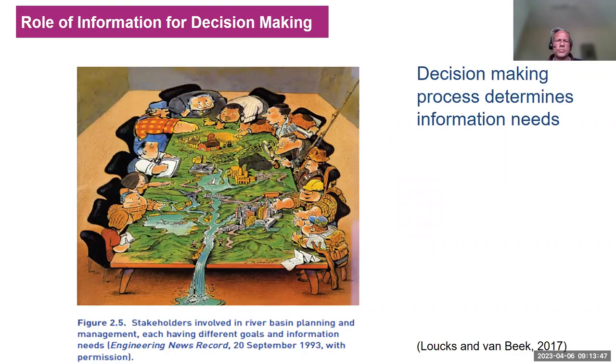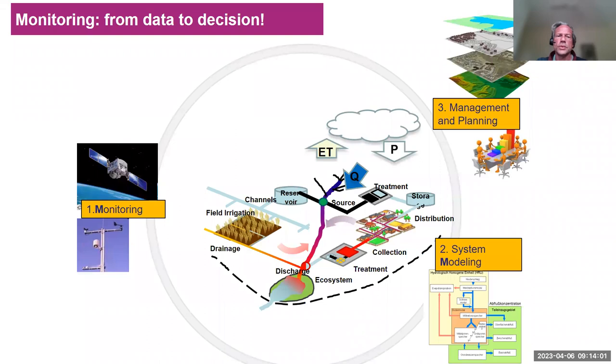This is also a repetition, and I like repetitions when they emphasize how important certain things are. Decision making is a collective process, many stakeholders are involved, and all these stakeholders need information. We sometimes like to call it the information cycle, going basically from a certain way of acquisition of data, called here monitoring. You see there are examples of in situ measurement and examples of remote sensing. You could have all kinds of forms of acquiring data.